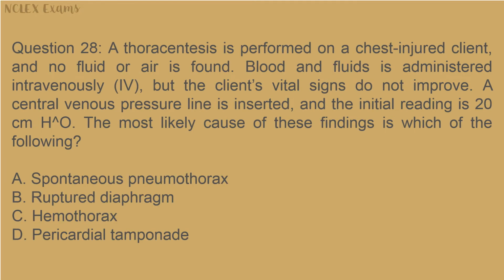Question 28. A thoracentesis is performed on a chest-injured client, and no fluid or air is found. Blood and fluids are administered intravenously, but the client's vital signs do not improve. A central venous pressure line is inserted, and the initial reading is 20 cm H2O. The most likely cause of these findings is which of the following? A. Spontaneous pneumothorax. B. Ruptured diaphragm. C. Hemothorax. D. Pericardial tamponade.